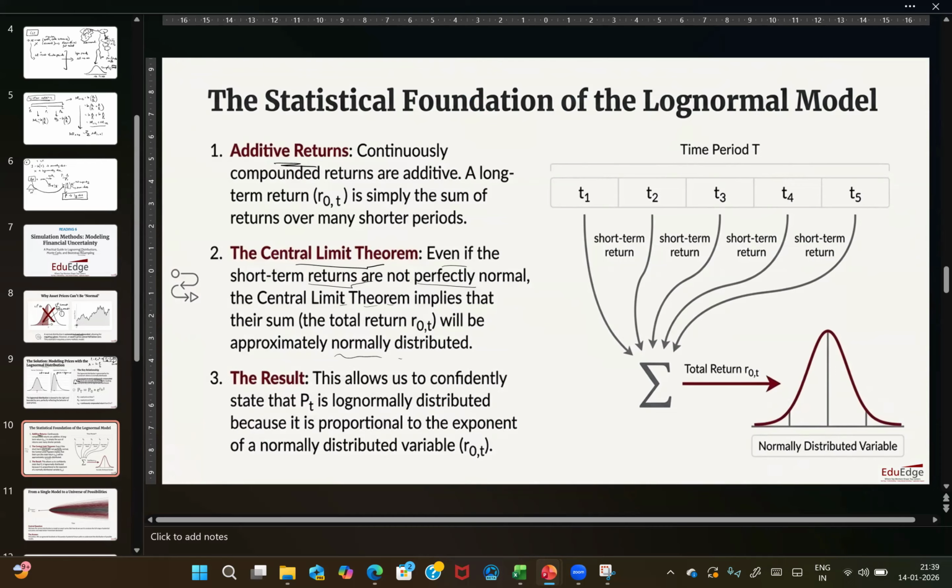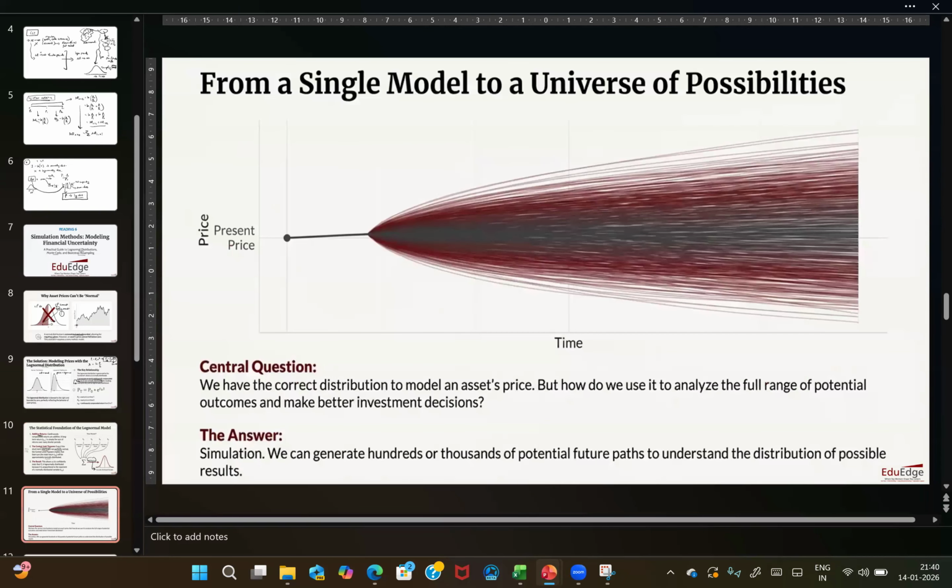And that's how it looks. So total return can be modeled as normally distributed. And if you invert that, or rather you take the log of that, or rather you look at the price, you will end up getting the price as a log normal distribution.